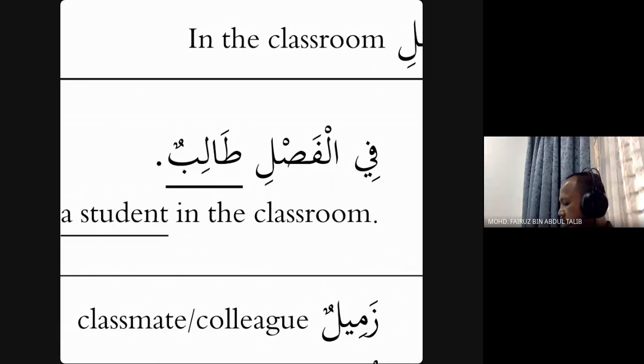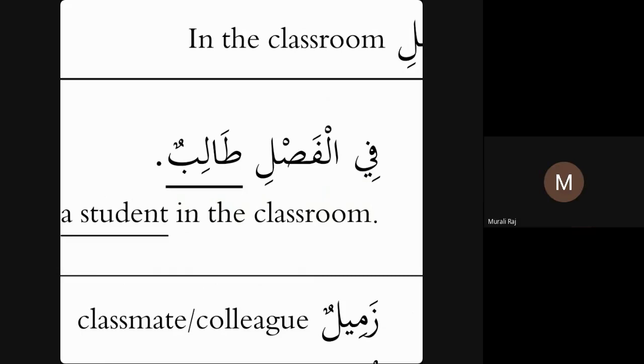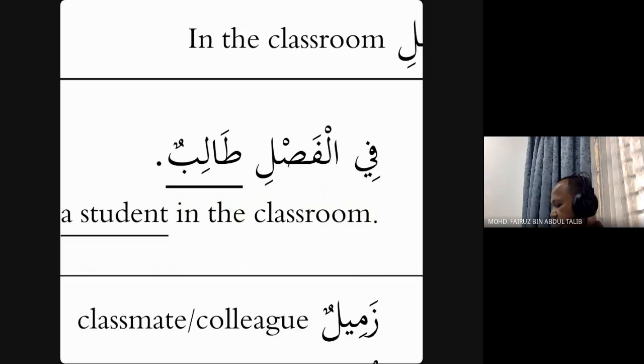So who is in the classroom? Fil fasli, in the classroom, one student. Talib. Talib is one student. Male or female students? When we say talib, it is a male student. Naam. So fil fasli talibun. Or you can just say fil fasl talib. Okay, male student. What do you say if you want to say there is a female student in the classroom?